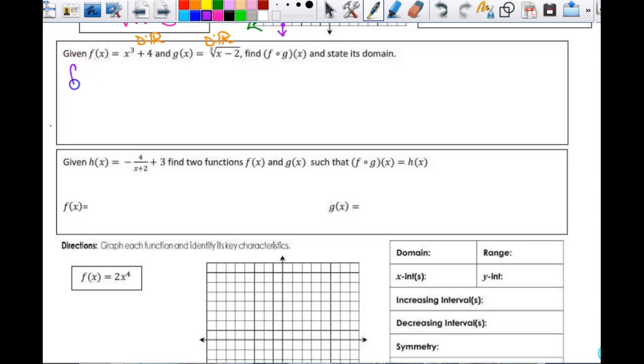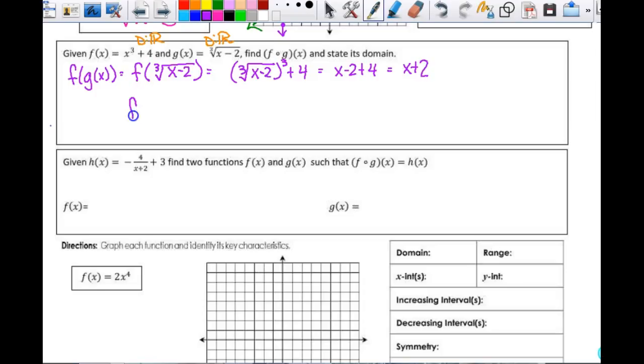So I want to find, it says f of g of x, which means that's f of the cube root of x minus 2. So that's going to be the cube root of x minus 2 cubed plus 4. So it's going to give me x minus 2 plus 4, which gives me x plus 2. That means that my answer then is that f of g of x equals x plus 2, and my domain is all real numbers.